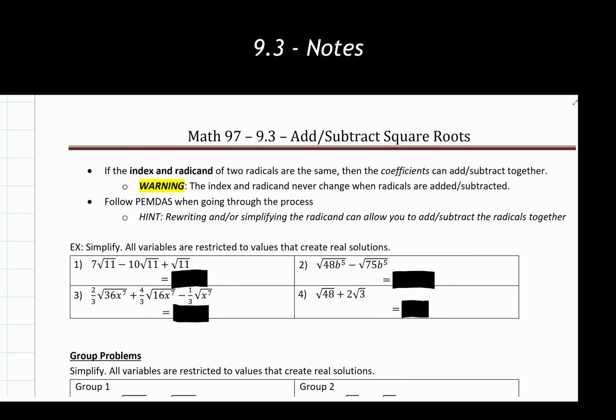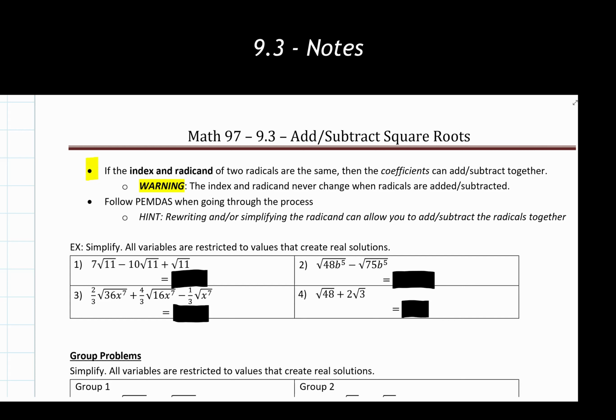9.3 has us working with adding and subtracting square roots together. Now the rules and properties that we have with adding and subtracting square roots together apply to something other than just a square root. These same rules and properties apply if I'm adding and subtracting cube roots, fourth roots, tenth roots, and really any kind of radicals that we might be seeing in our math classes or math homework. So the main rules that we need to follow are listed right here at the very top.